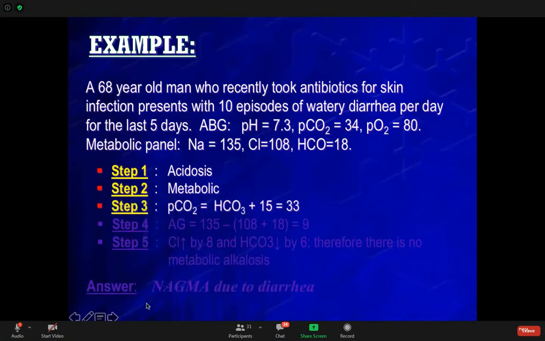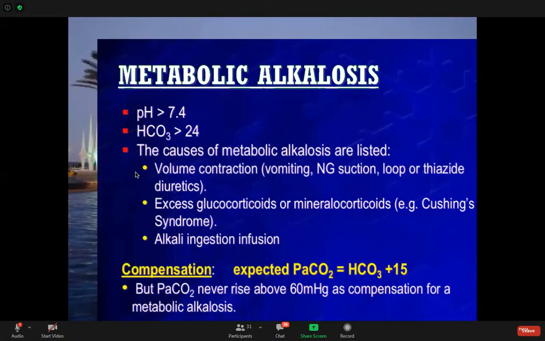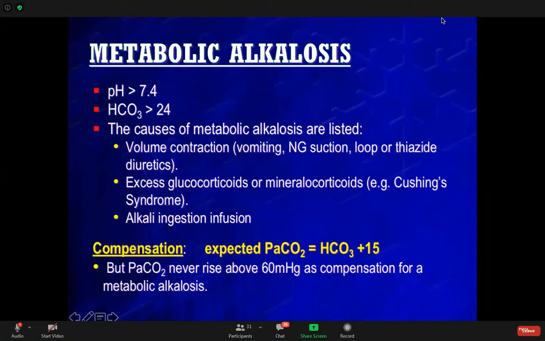So what should your anion gap be? Your next step is you measure your anion gap, which is 9, so there's no anion gap. So it's a non-anion gap metabolic acidosis, right? So most likely this guy has non-anion gap metabolic acidosis because he's losing his bicarb from his gut due to diarrhea. Perfect. Annie, we're almost halfway.